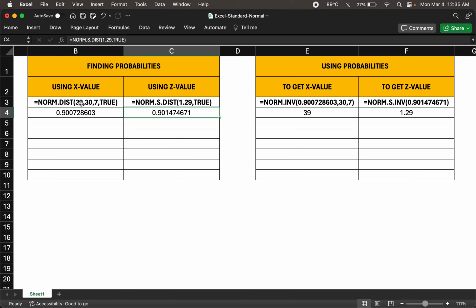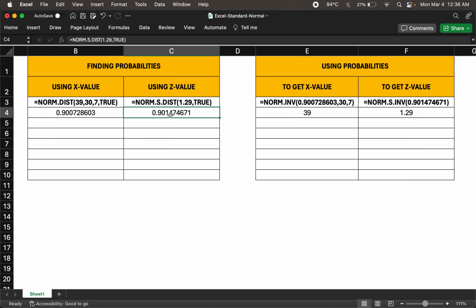So now you have two formulas. The one on the left hand side does not use the z value, it uses the x value. So you plug in 39 marks for an average of 30 marks for a standard deviation of 7 marks, and you use this right away to directly calculate the probability. But if you have a z-score with you, then you could use the NORM.S.DIST formula to plug in the z-score and get the probability right away. So you have these two formulas.